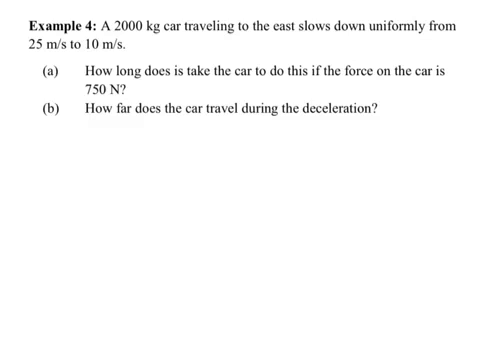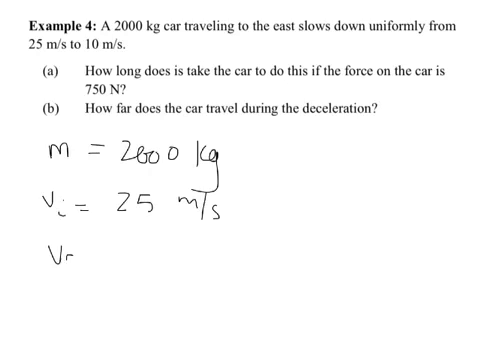So the problem wants to know how long it takes for the car to slow down. Let's go ahead and list our givens here. So the mass of the car is 2,000 kilograms. The car slows down. Now, what's the initial velocity in this problem? 25. Okay, and it doesn't come to rest though, so be careful with the 0. Yeah, it's 10 here. Good. Okay, so the car slows down from 25 to 10 meters per second. It takes, we don't know how long.